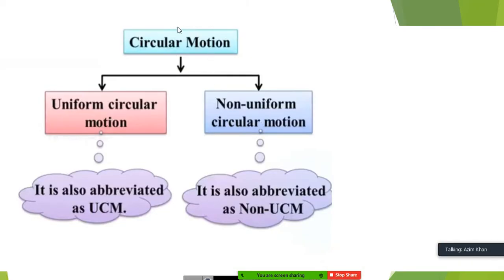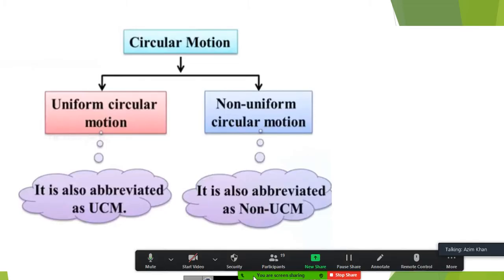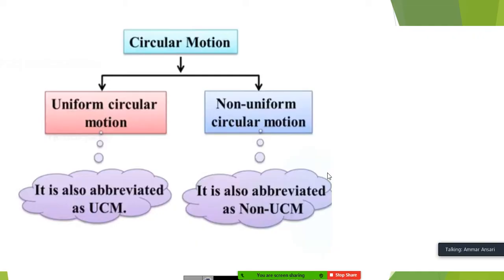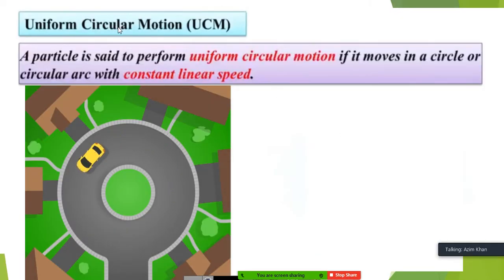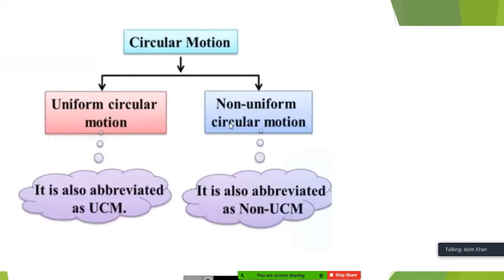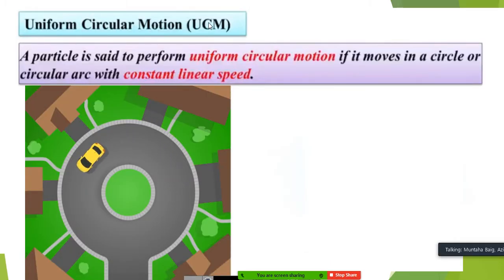Next, in circular motion we have two types of circular motion. One is called uniform circular motion and second is called non-uniform circular motion. Uniform circular motion is also called UCM and non-uniform circular motion is also called non-UCM. I hope this part is clear, everyone. Okay, we will go further. Now, one by one we study each type. One is uniform circular motion.